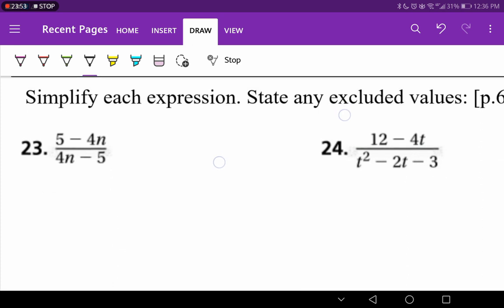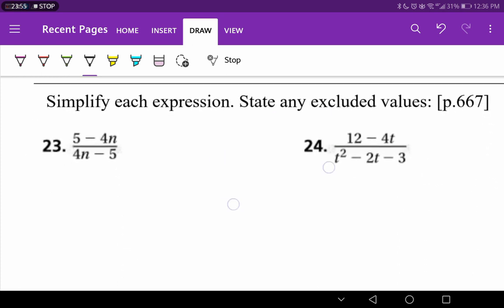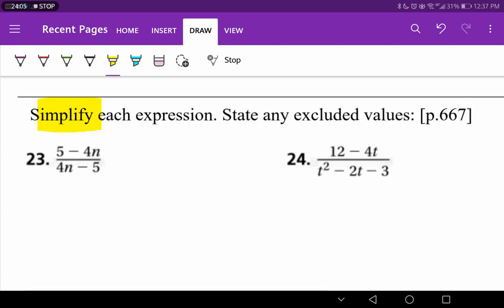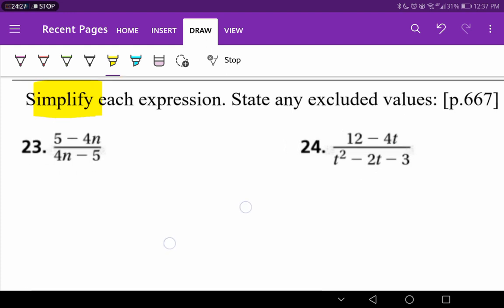Finally. Okay, here, Question 23. He asked us to simplify each expression and state any excluded values. So I have to simplify first, then state any excluded values. So I cannot find the excluded values until I simplify. Is that correct? Actually, Mr. Souhib, I think we have to simplify first. Yes, we cannot say this is an excluded value unless I simplify.